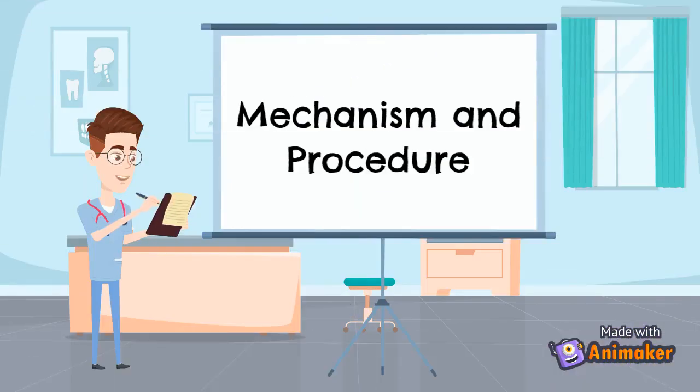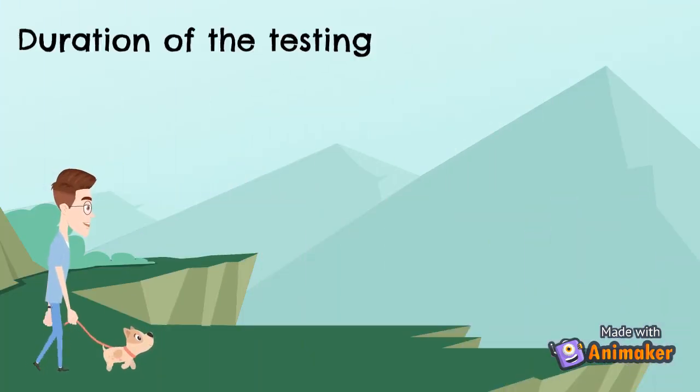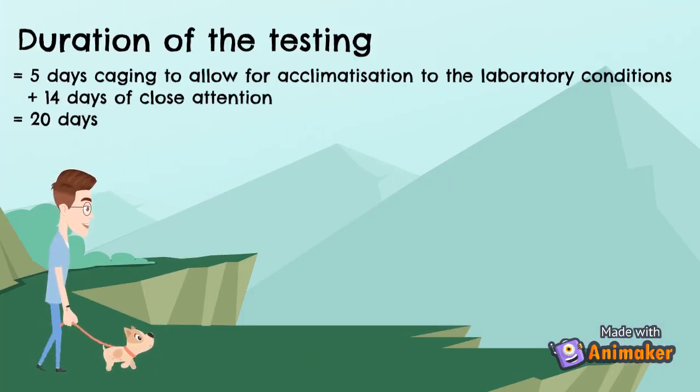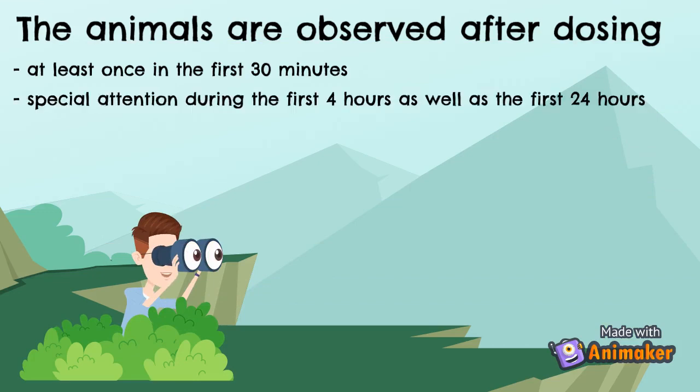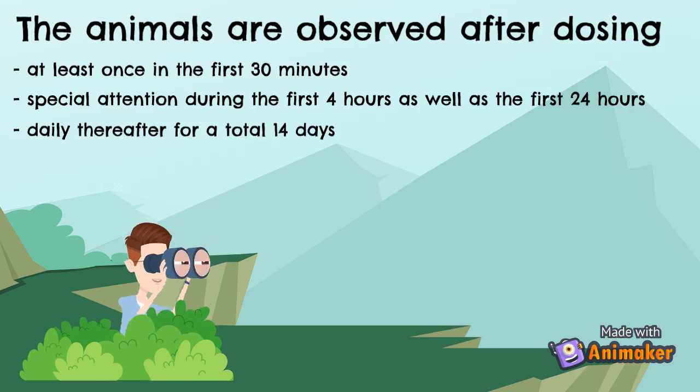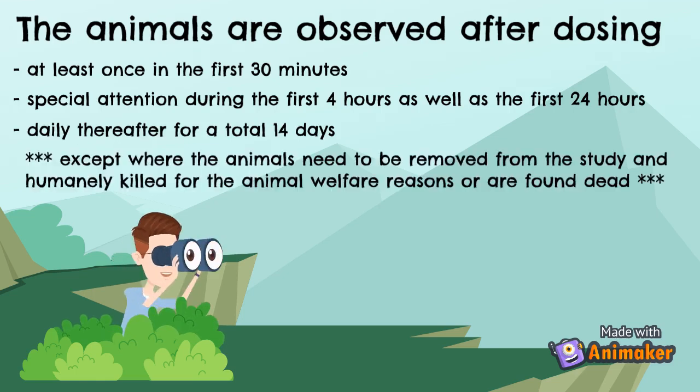So, let us have a look at the mechanisms and procedures. The duration of the testing is about 20 days, including at least 5 days of caging of the animals, either rats or mice, prior to dosing to allow for acclimatization to the laboratory conditions, followed by 14 days of close attention. The animals are observed individually after dosing at least once in the first 30 minutes, with special attention given during the first 4 hours as well as the first 24 hours, and daily thereafter for a total of 14 days, except where the animals need to be removed from the study and humanely killed for animal welfare reasons or are found dead.